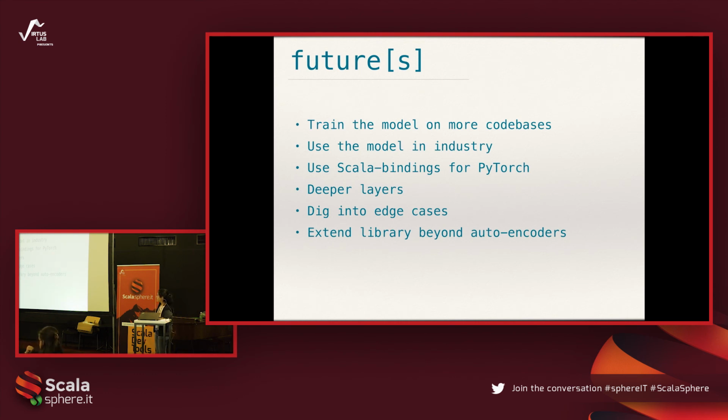So there's that. For the future, here are some of the things that we've planned. We want to train the model on more code bases. We want to be able to use the model in industry. And use Scala bindings instead of PyTorch. Now, the last time I gave this talk, I said we would do this, but I haven't gotten around to that yet. As I said, I have a day job. And then we also want to be able to experiment with deeper layers to dig into edge cases, and also to extend the library beyond just autoencoders.